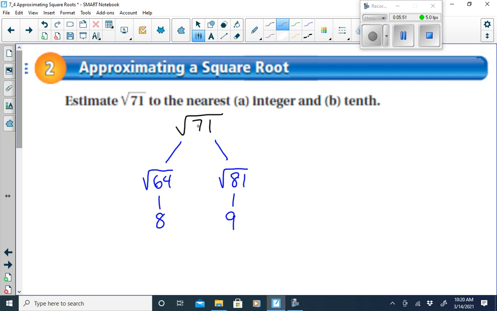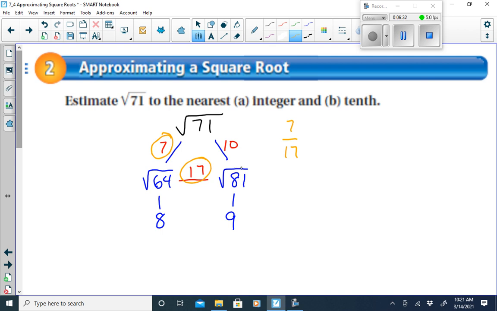The difference between 71 and 64 is 7. The difference between 71 and 81 is 10. When we add 7 and 10, we get the difference between 64 and 81. That's going to be 17. And what we do is we use this fraction, the difference between 64 and 71, and the difference between 64 and 81. We're essentially saying the following, that the square root of 71 is 7/17 away from the square root of 64.